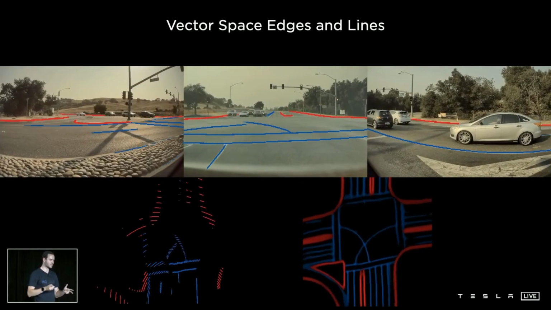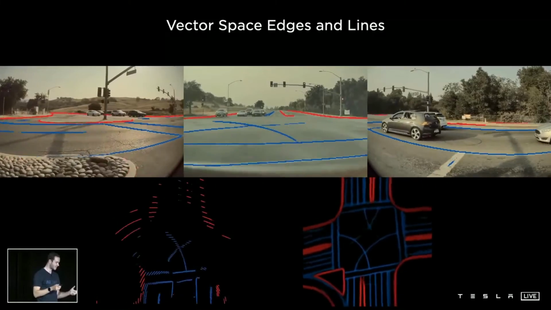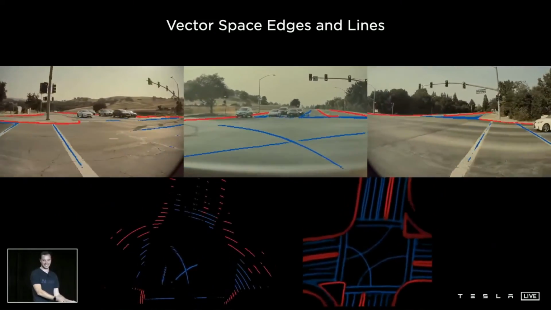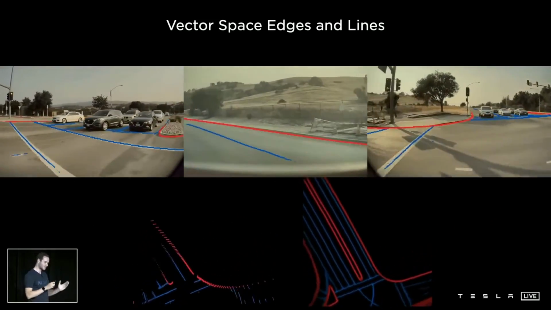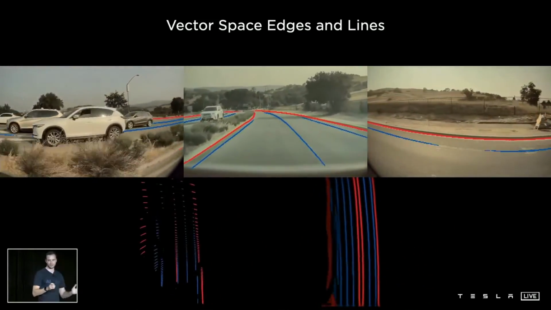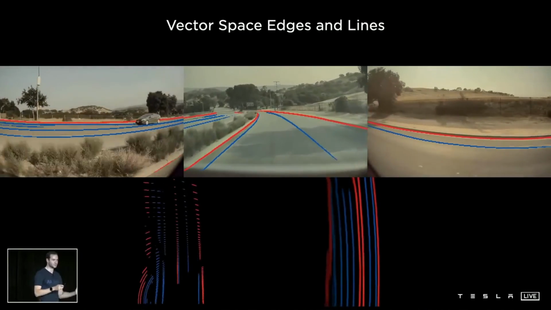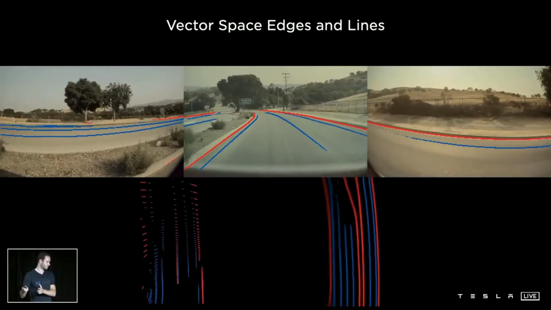This is a multi-camera network predicting directly in vector space, and you can see that it's basically night and day. You can actually drive on this. And this took some time and some engineering and incredible work from the AI team to actually get this to work and deploy and make it efficient in the car.